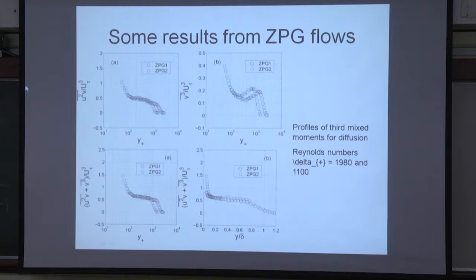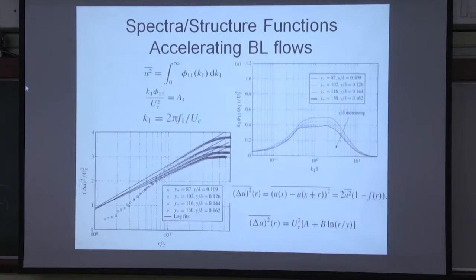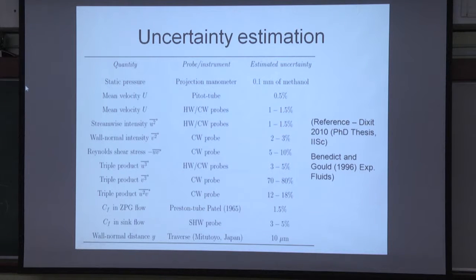But the point here is that for something like V cubed, the vertical velocity cubed, the typical error there can be large. I think I put it here somewhere as a slide. Some of the errors are given. Reynolds shear stress you can actually do reasonably well, 5 to 10%. With all these micro probes you can even do better. But look at the triple product U cubed, it's 3 to 5%, that's okay. V cubed, 70 to 80%. Why is that? V is always going to be difficult because the vertical velocity is so small.